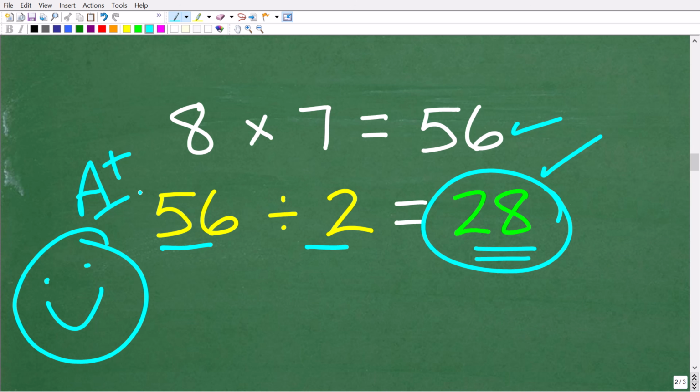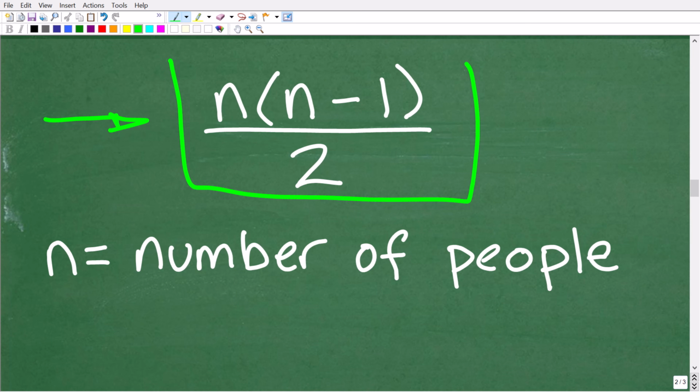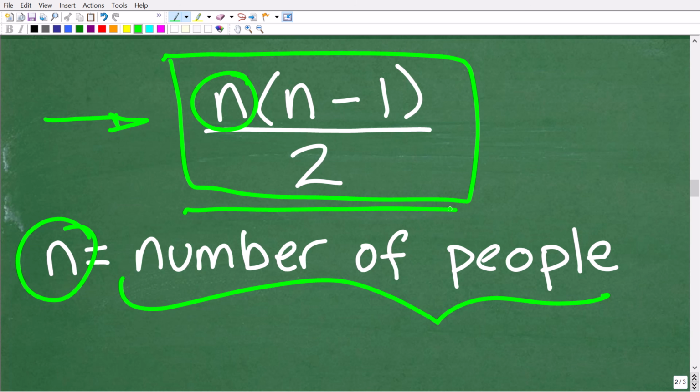But what I'm going to show you next is a mathematical formula that we could use to actually solve this problem. And I'm going to go ahead and show you that right now. Another way we can solve this problem is by using this formula right here. Okay, so we have n times (n minus 1) all over 2. So what is n? Well, n is equal to the number of people. So effectively, this is going to help us count pairs, all right? And this is applicable in a problem like this handshake problem.